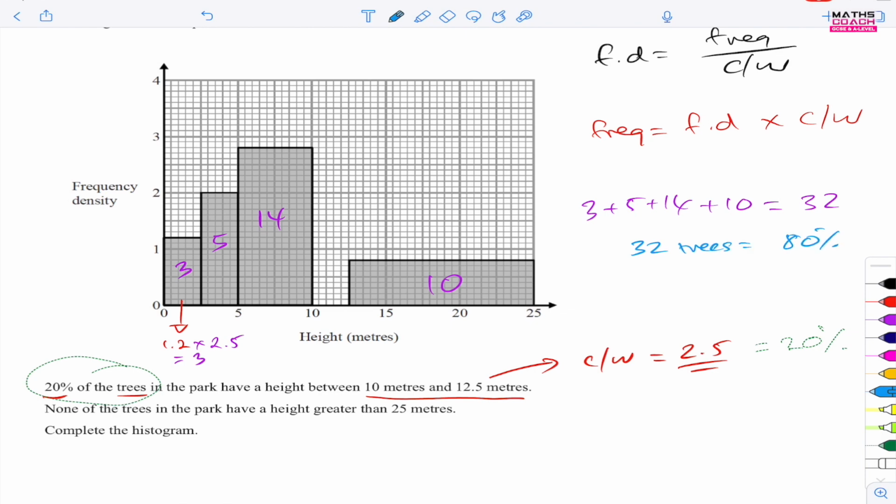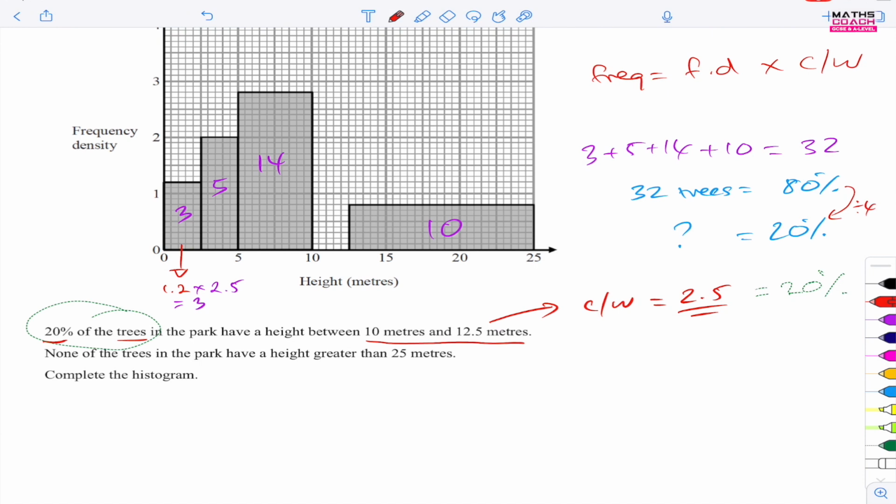What am I trying to find? I'm trying to find what is 20%. So how do I find what 20% is equal to? Well, from 80%, I can divide this by 4, and likewise, I'll divide the 32 by 4 as well. So if I do 32 divided by 4, I can have how many trees are between 10 meters and 12.5 meters. And 32 divided by 4 is 8. So 8 trees are between 10 to 12.5 meters.